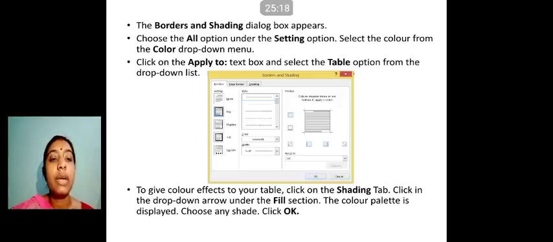Then to give color effect to your table, click on Shading, meaning inside the cell. Right now I'm just talking about the borders. Now if we want to do something inside the cell or inside the table, then we have to go to the Shading tab. To give color effect to your table, click on the Shading tab. Click on the drop down arrow under the Fill section and the color palette is displayed. From there you have to choose your particular shade, whichever you like, and then click on OK. Clear? Now let's see.